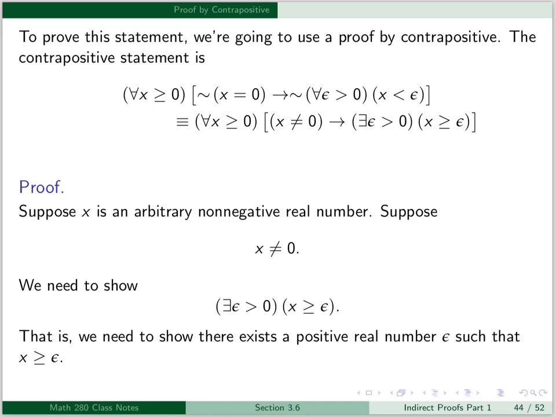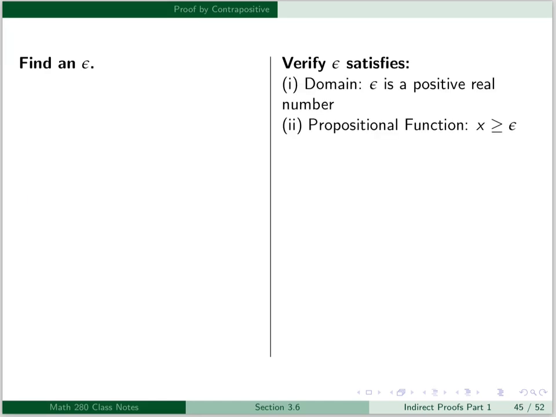So we're proving an existential statement now, so we'll set up our two columns for an existential proof. In the left-hand column we need to find an epsilon, and in the right-hand column we need to verify that our epsilon satisfies our two conditions: the domain, epsilon is supposed to be a positive real number, and our propositional function, x is greater than or equal to epsilon.